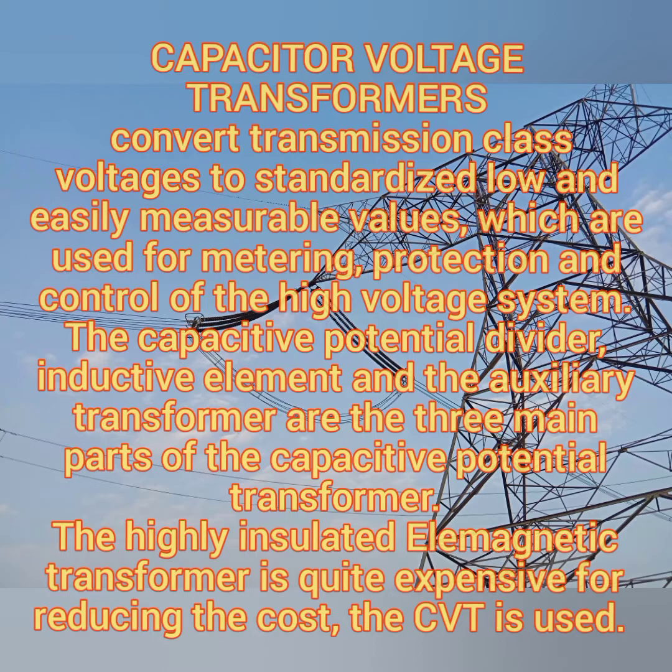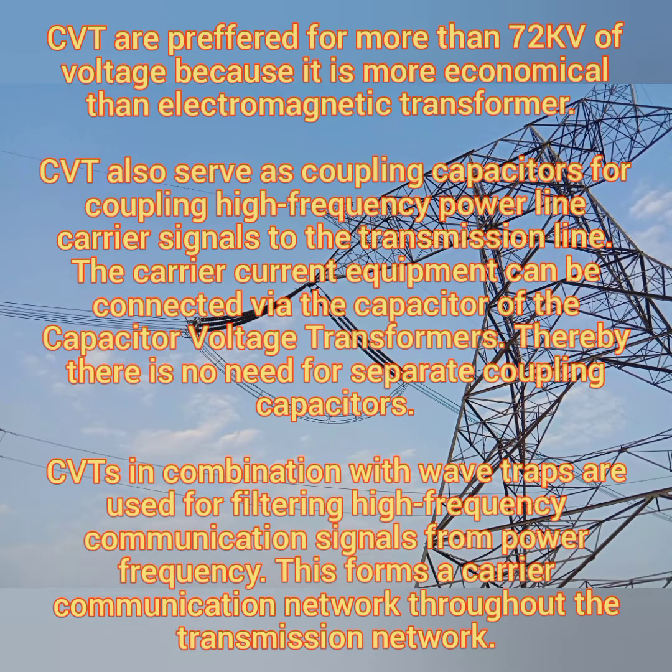So for reducing the cost, in this case we are using the CVT. The CVTs are preferred for more than 72 kV, which means the bus voltage systems, and it is more economical than the electromagnetic type.